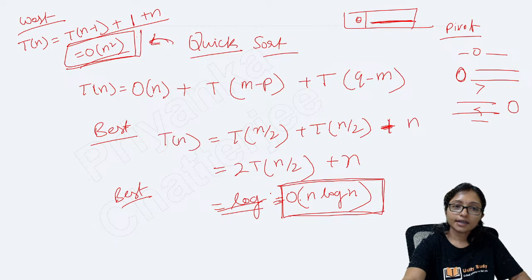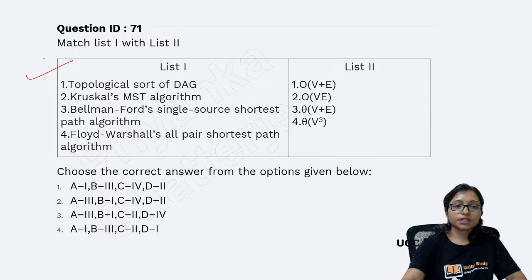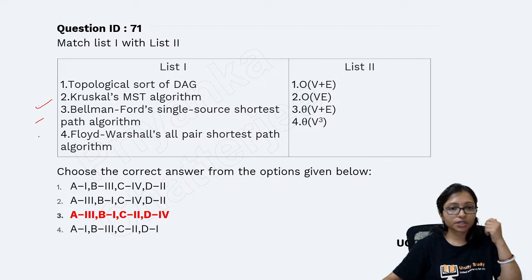Is this clear? I hope it is clear to everyone. Yes. So here you can see the topological sort. We did this one. Okay, yes, Bellman-Ford, topological sort, Kruskal, and this one we did already.